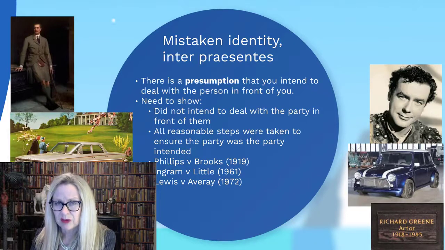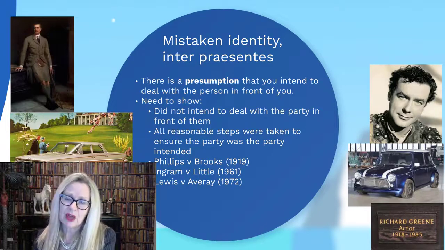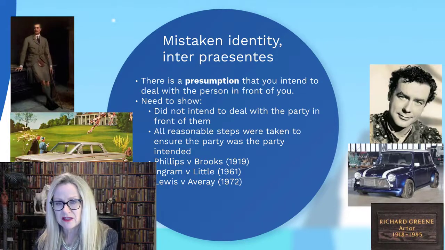Not so simple. If, as I said before, the party's right in front of you, you have every opportunity to check their identity and to actually look after your own interests. And so what you have to do to be successful here is rebut the presumption that the court says, well, sorry, buddy, you intended to deal with whoever's in front of you. So you need to show that you didn't intend to deal with the party in front of you and that all reasonable steps were taken to verify the identity. There's a trilogy of cases here.